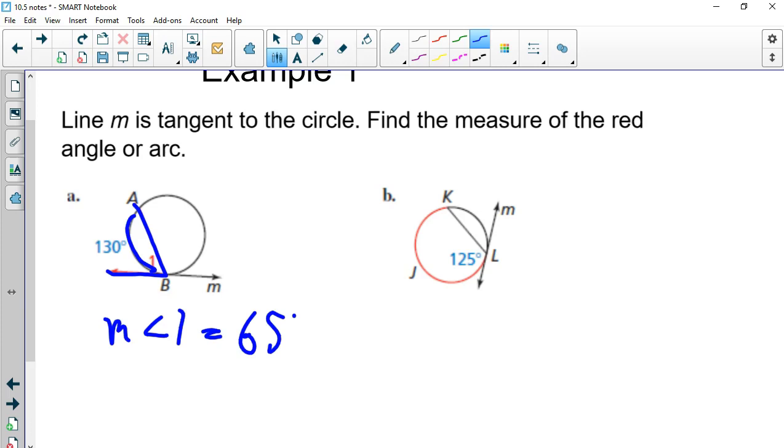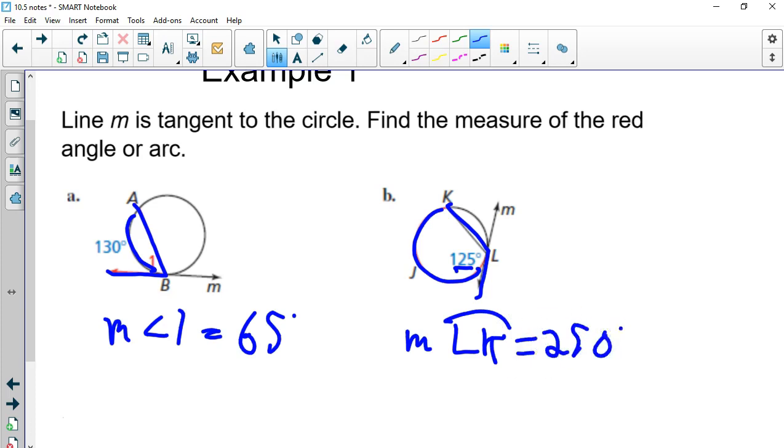All right, same concept here. So we have an arc formed by this angle right here, a chord and the tangent. Going the opposite direction, since this is 125 here, that means the arc, so the measure of arc LK, is 250 degrees.